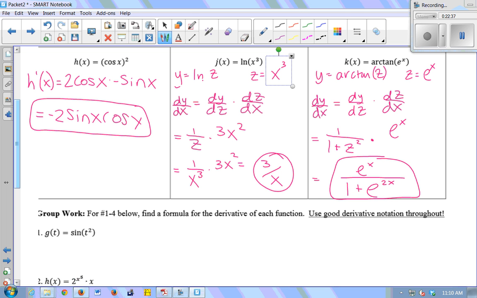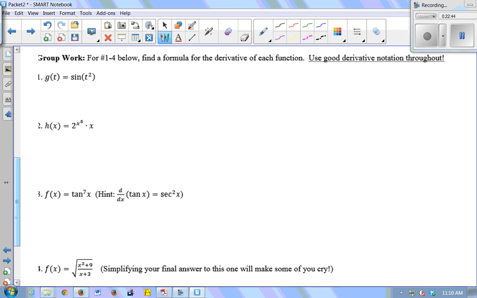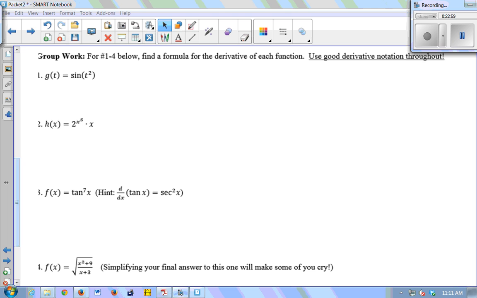So I'm going to have you take 10 minutes or so to get a good jump on this group work, taking some derivatives. And don't worry, the chain rule is confusing at first, and we're going to spend a whole other class talking about the chain rule. So this is not your only time you'll see it in class.